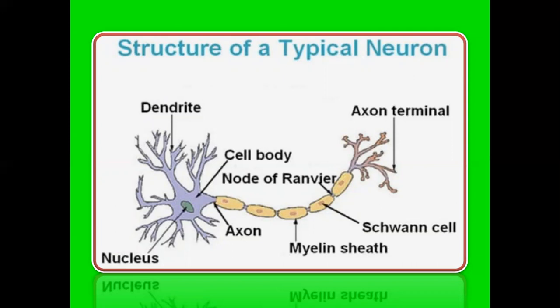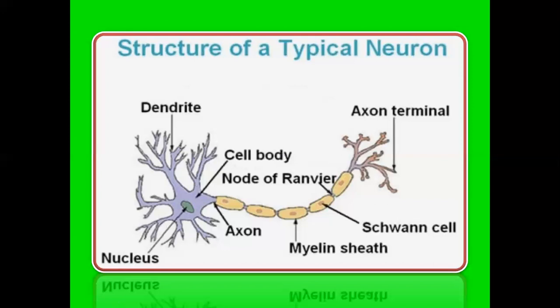Now, what is a cell body? The place where the nucleus and most of the cytoplasm are located is called the cell body. You can see this is the nucleus, and outside of the nucleus is the cytoplasm, and this round-shaped part is the cell body.